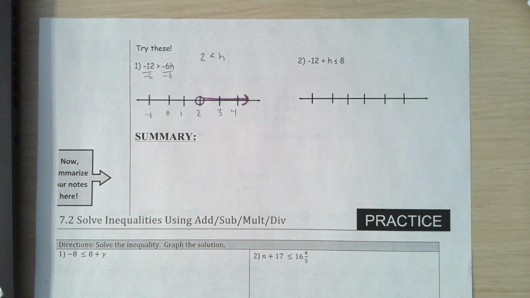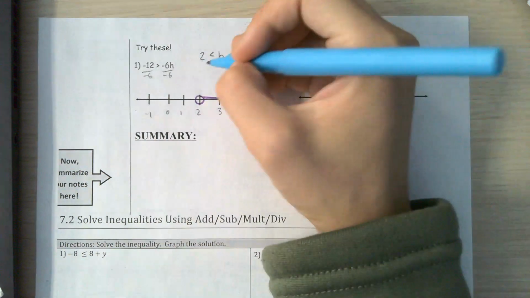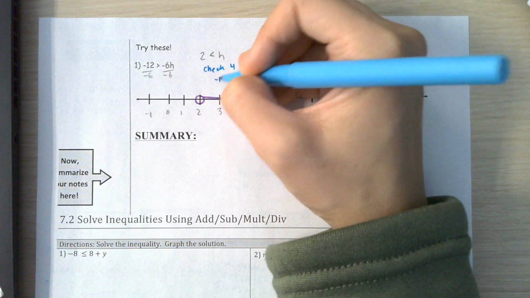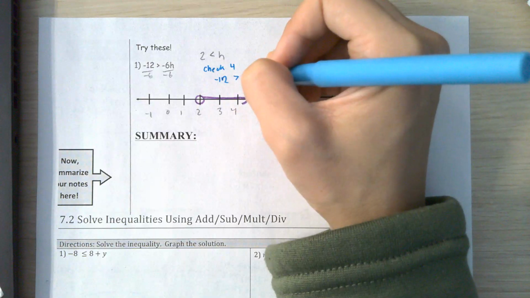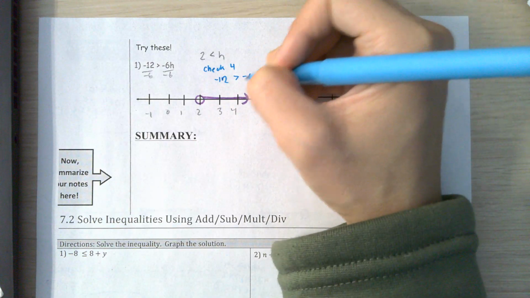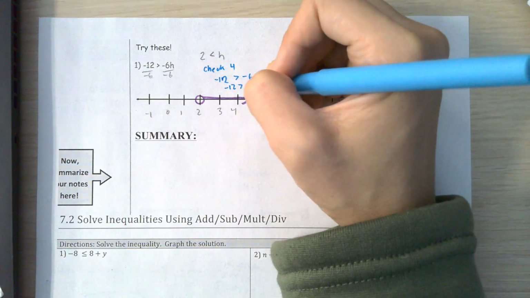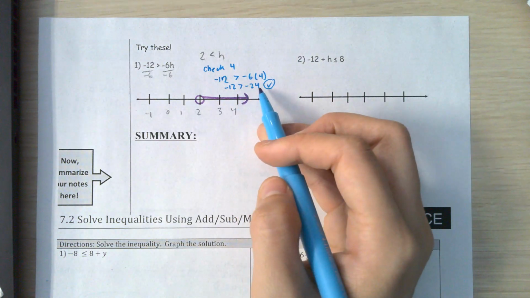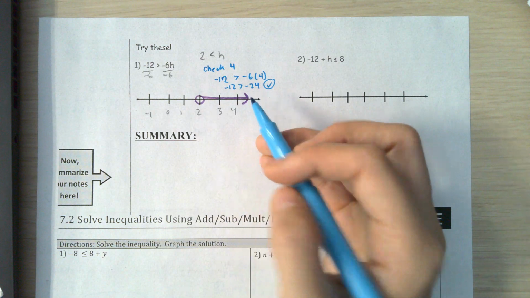And then let's check. Let's check 4. So we have negative 12 is greater than negative 6 times 4. So negative 12 is greater than negative 24, and that's true, right? Negative 12 is greater than negative 24 because this is an even more negative number.